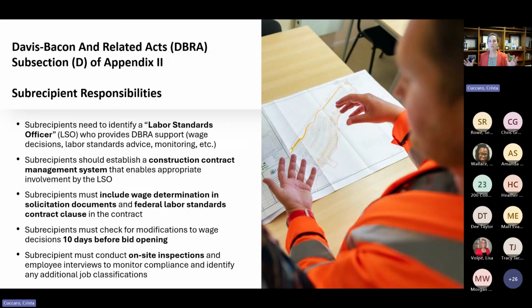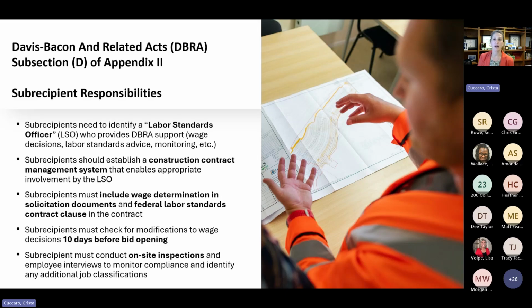So subrecipient responsibilities as it relates to Davis-Bacon. First and foremost, you need to identify a labor standards officer. This is an employee who is going to provide Davis-Bacon support, right? They're going to obtain that wage determination. They're going to answer questions about Davis-Bacon. They may be involved with the monitoring that's going to follow once the contract is underway, right? So that's one of the primary responsibilities for you all as a subrecipient.